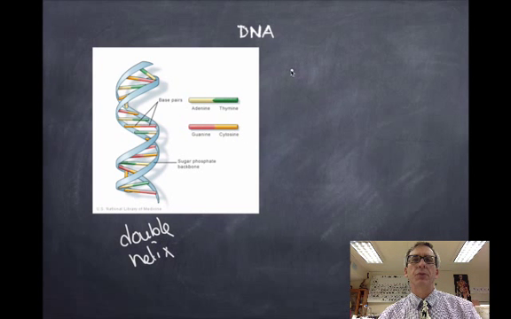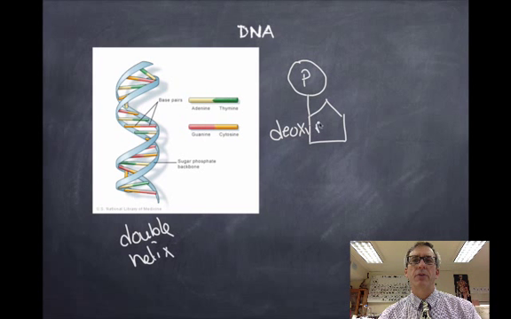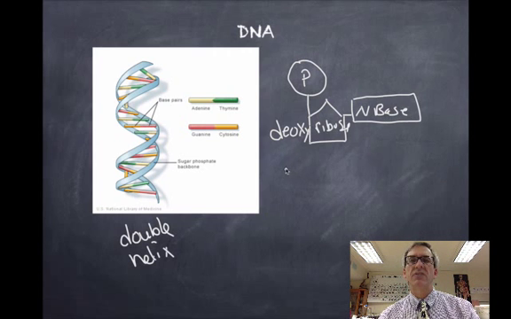long chains of nucleotides, and each building block of DNA, each nucleotide, is made out of a phosphate group that's attached to a sugar. The sugar happens to be deoxyribose. That's why it's called DNA. The D is the deoxyribose. And then there's a nitrogen base that's attached to that sugar. And there are 4 different nitrogen bases in DNA: adenine, thymine, cytosine, and guanine.